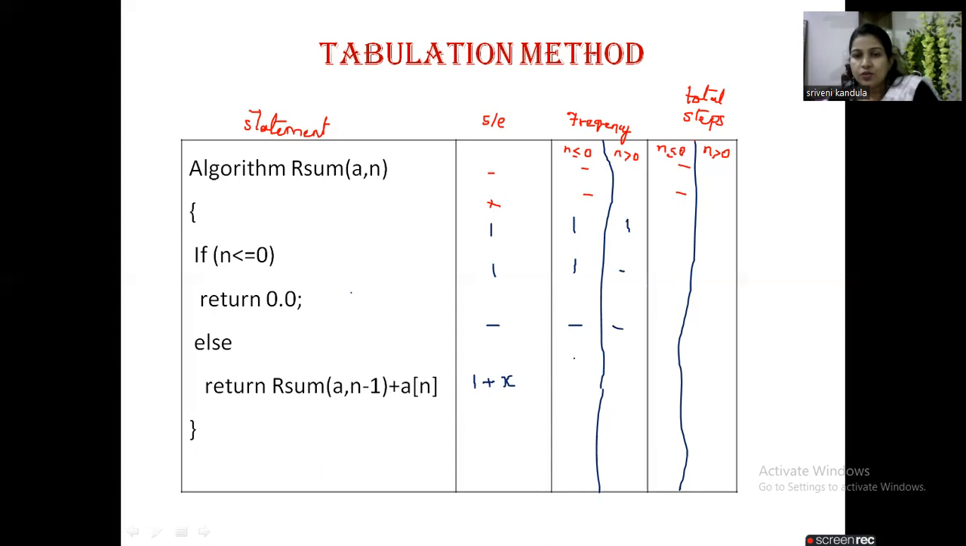Next, frequency. This is not the case of n less than or equals to 0, so nothing here. How many times will it get executed? A total of 1 time. So the return is only for 1 time after back substituting.